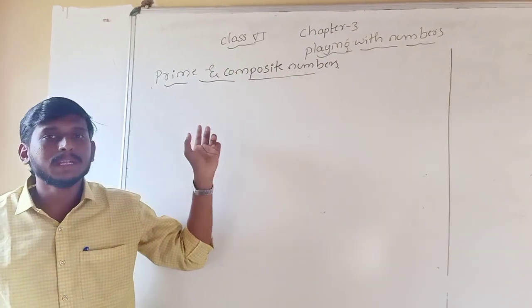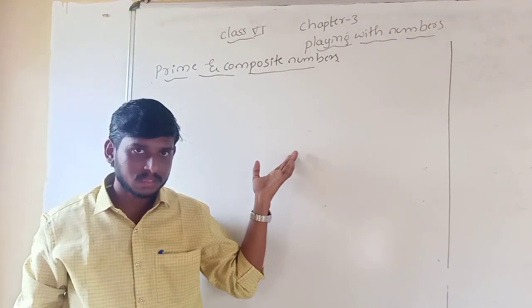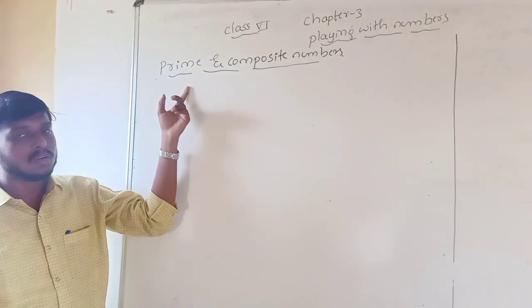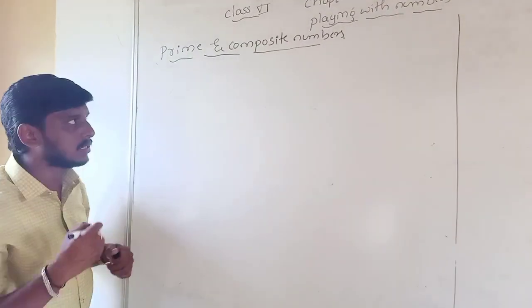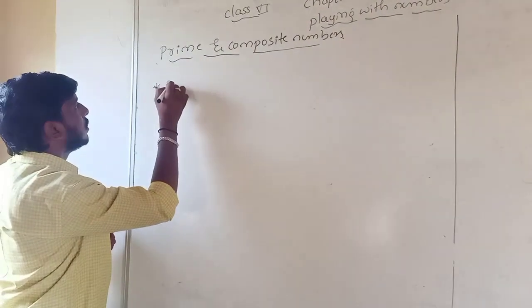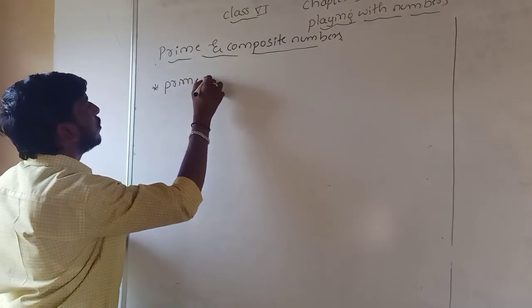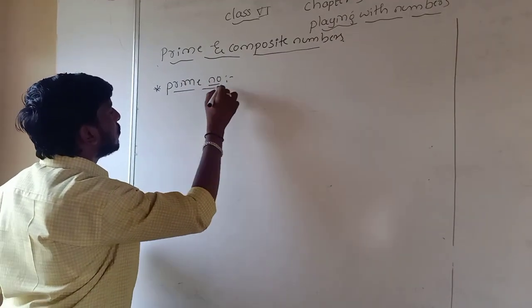So the next concept is prime and composite numbers. We recently completed factors and multiples. The other concept is one more concept, prime numbers as well as composite numbers. What do you mean by prime numbers? So first I will give the definition. Prime number. So what do you mean by prime number?